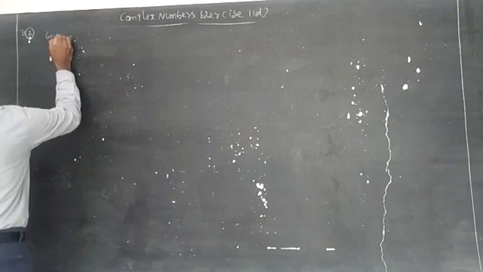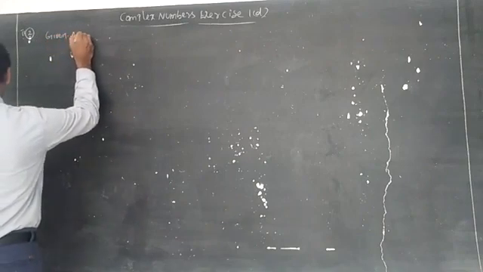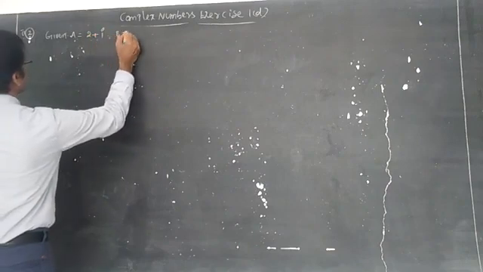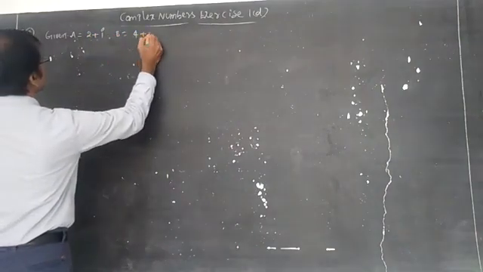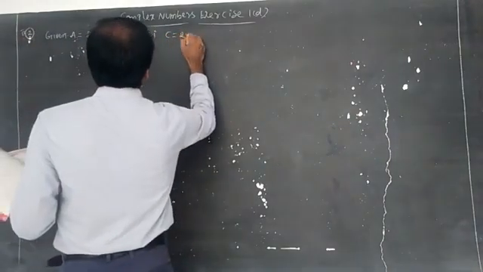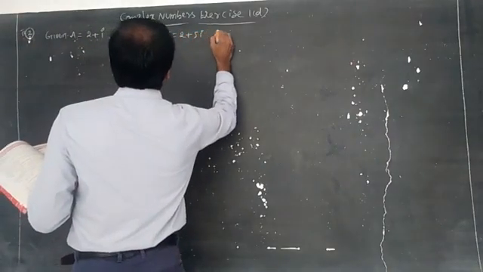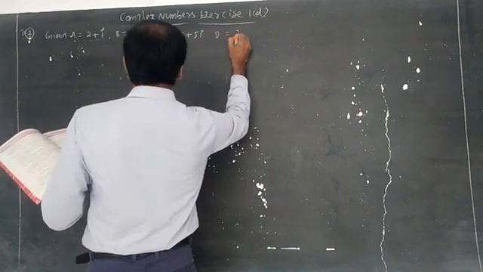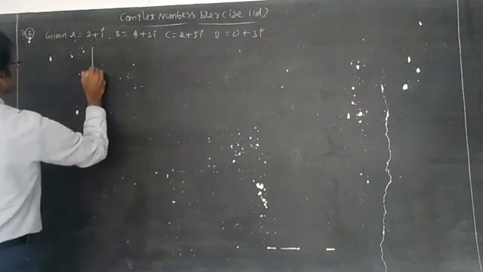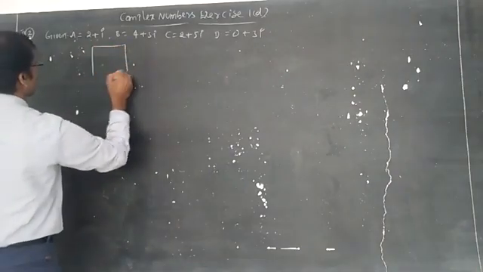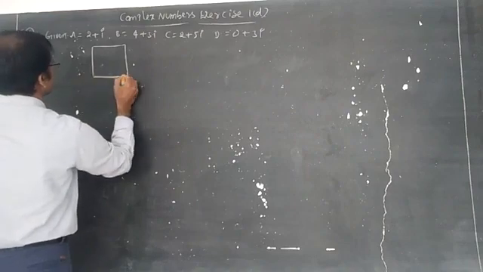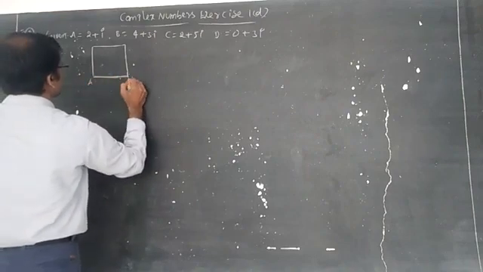Given, put A, B, C, D names. A is equal to 2 plus i. B is equal to 4 plus 3i. C is equal to 2 plus 5i. D is equal to 3i. You write this one as 0 plus 3i. Draw a rough diagram as a square. Put A, B, C, D names here.